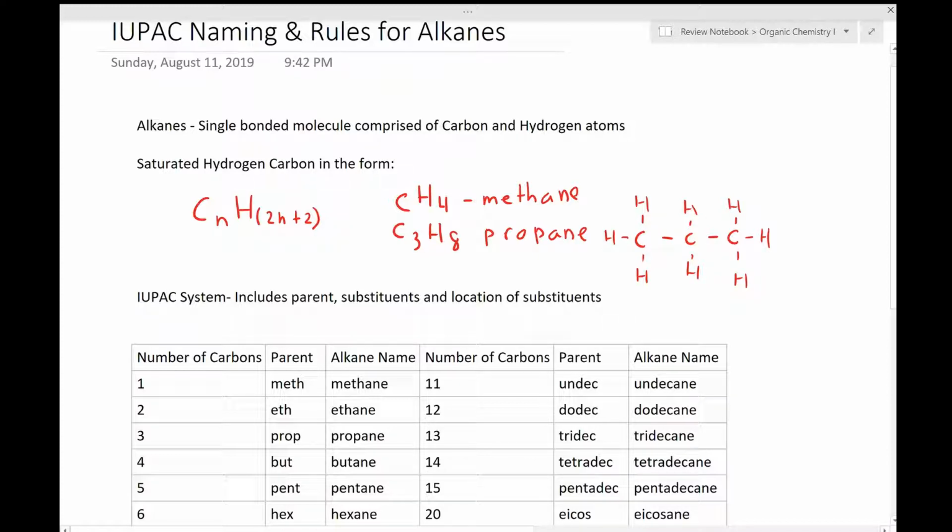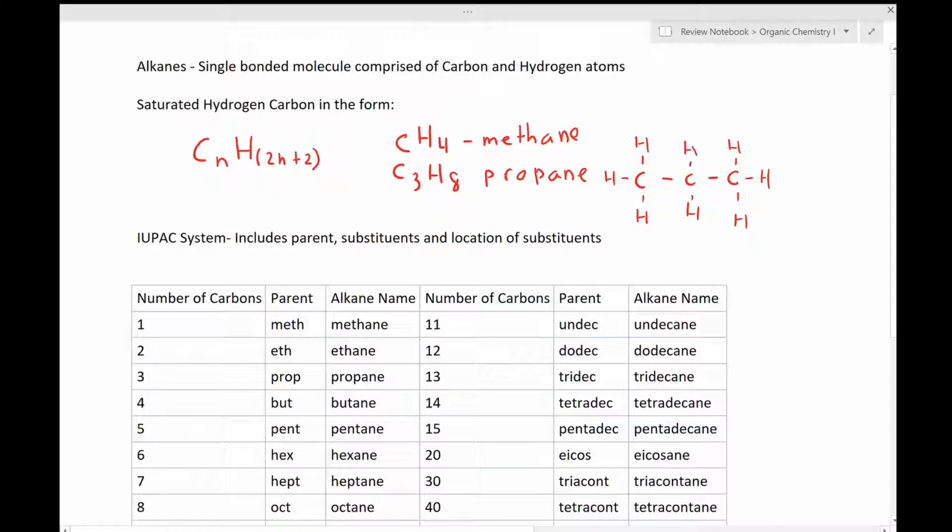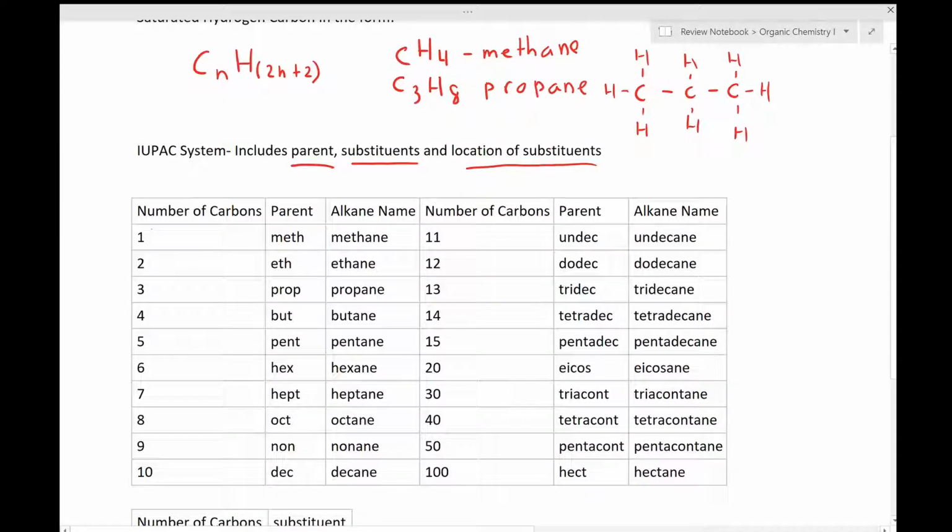This IUPAC naming system includes a parent chain, its substituents, and the location of them. Mainly you will probably need 1 through 10. You shouldn't really jump up too much, but it's good to know just in case. The number of carbons will determine the parent chain name.